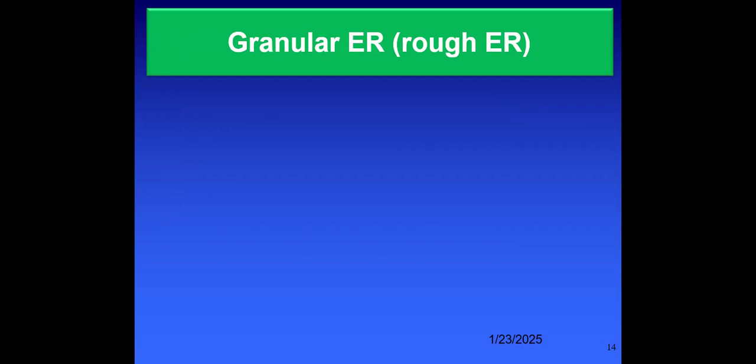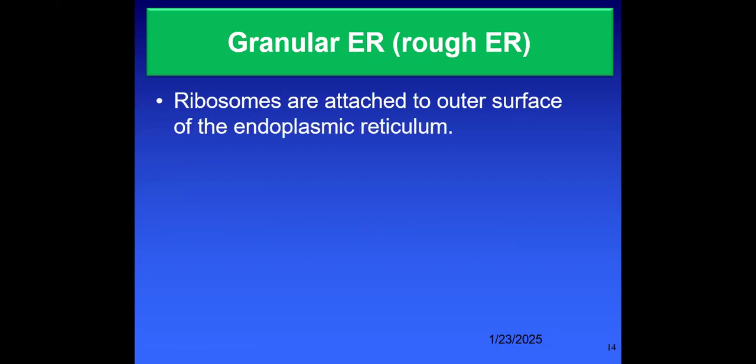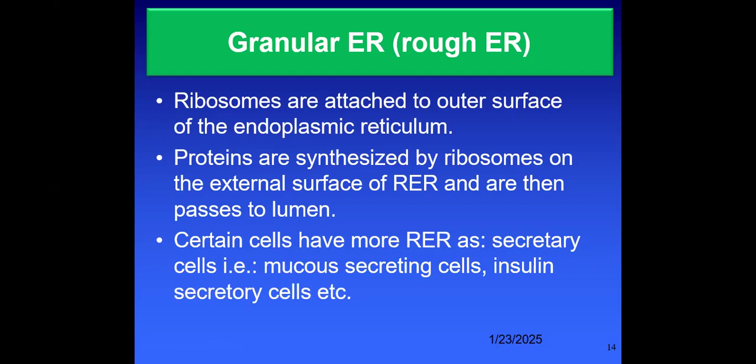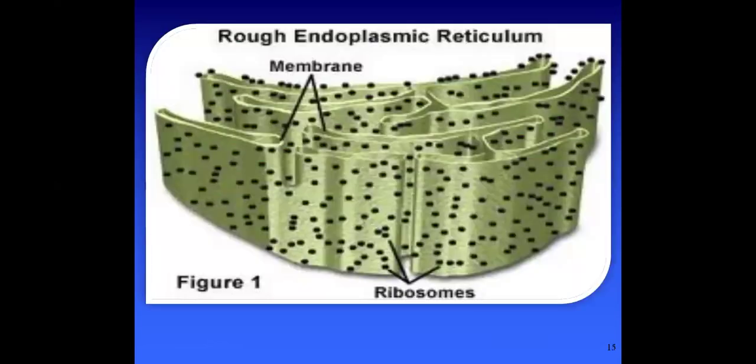The rough endoplasmic reticulum is also known as the granular endoplasmic reticulum, just because of the ribosomes. The main function of the ribosome is protein synthesis. So we can see that proteins are synthesized by ribosomes on the external surface of this rough, or granular, endoplasmic reticulum and are then passed to the lumen. Certain cells have more rough endoplasmic reticulum, such as secretory cells, mucous secretory cells, and serous secretory cells. They have an abundant amount of rough endoplasmic reticulum.